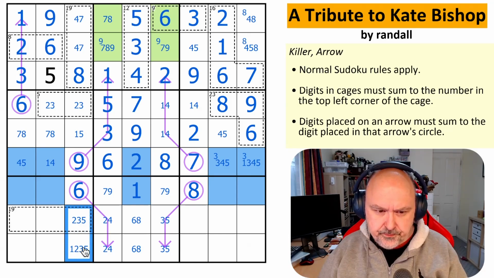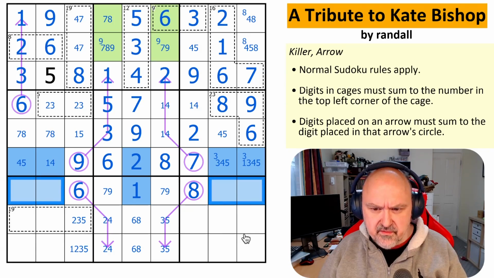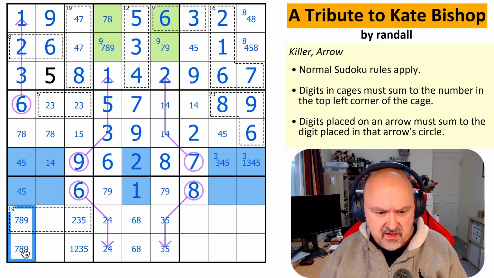So that's not helping me. 2, 3, 5. Now these are 2, 3, 4, and 5. So this is 4 and 5, which gives me a 4, 5 pair. So these are 7, 8, and 9, which are what's missing from the column, which means 9 is down here.